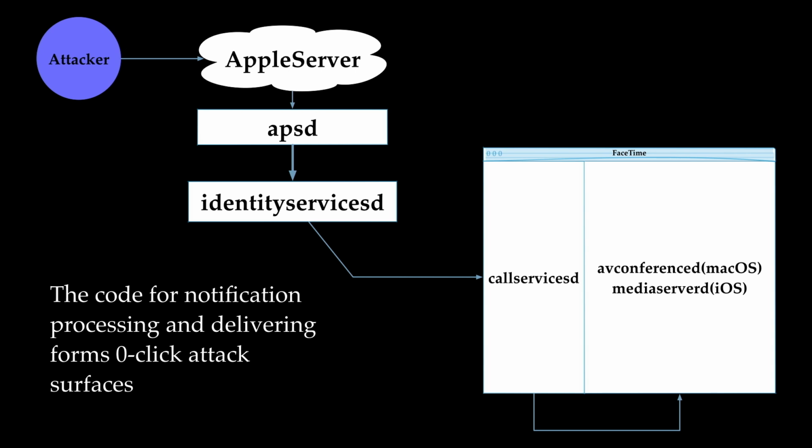The code for notification processing and delivering forms the zero-click attack surface, which means the attacker can send a notification to the callee, goes through Apple server and APSD, and IDSServiceD, and then CoreServiceD, at last AVConferenceD or mediaserverd. That's the zero-click attack surface.